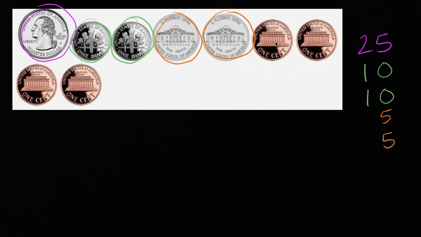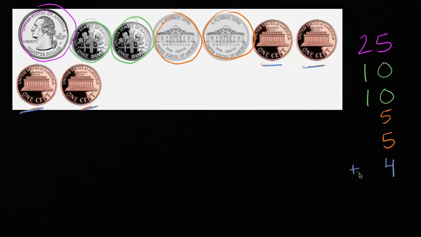1, 2, 3, 4. Now we could put each penny separately like that. Or we could say, look, 4 pennies, each of them represent 1 cent. So that's going to be 4 cents. So let me do it that way. So this 1, 2, 3, 4, that's going to be 4 cents.